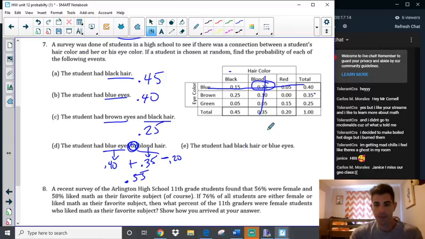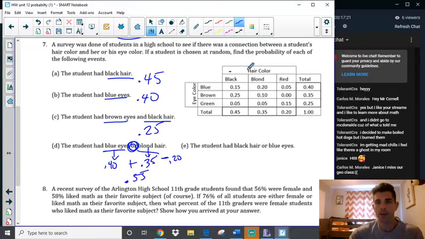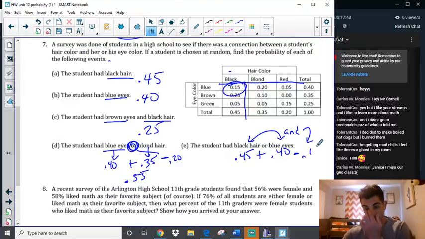Okay, and then here it is, same question again, or a similar question, but now we're going to have black hair or blue eyes. So here is black hair. Black hair was 0.45. Blue eyes, right there at 0.40. Now, black hair and blue eyes, that's my intersection, that's 0.15. Right there. Okay, and then that's going to be 0.70.